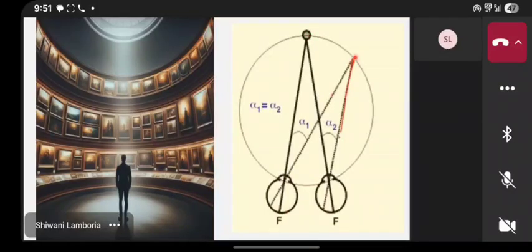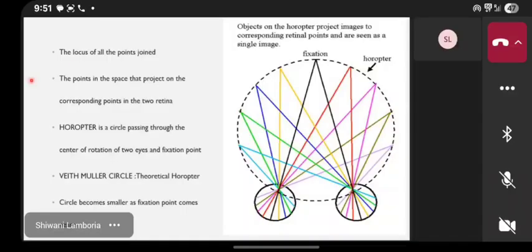So each and every point will form an equal angle. If we join all the points, a single line will be formed. So the locus of all the points joined is the horopter, the points in the space that project on the corresponding points in the two retina. The horopter is a circle through the fixation point and the center of rotation of the two eyes. When joined, we get a circle which is the Vieth-Müller circle, the theoretical horopter. And if the fixation point becomes nearer, then the circle gets smaller.